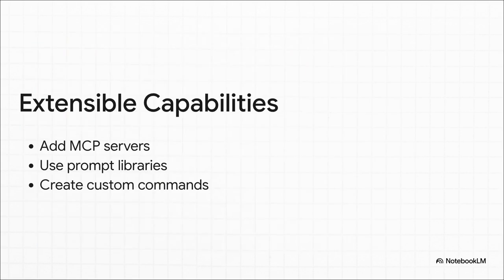And the capabilities definitely don't stop at just memory. The Gemini CLI is highly extensible. You can hook up MCP servers, which lets the agent seamlessly talk to external services and APIs, think Firebase or Nano Banana, right from your terminal. Plus, you can use prompt libraries and even script your own custom built-in commands to perfectly tailor the AI to your specific workflow. It's definitely not just another chatbot. It's basically a highly customizable development partner.